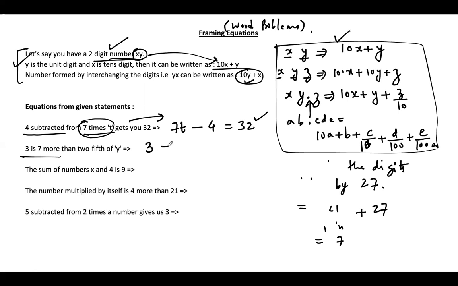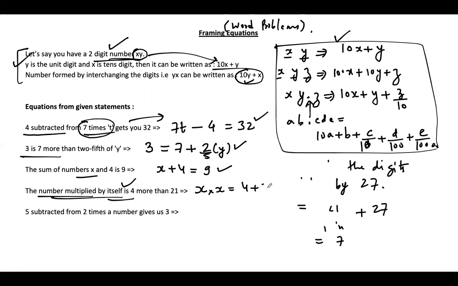Similarly, go step by step. 3 is 7 more than 2/5 of y. So we'll start at 2/5 of y, and 7 more than that. The sum of numbers x and 4 is 9. This is good. The number multiplied by itself is 4 more than 21. Assume that number is x. x multiplied by x is 4 plus 21, which is x square is equal to 25.